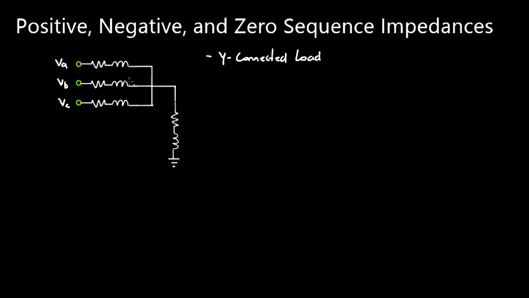So that's, for example, as the one I've drawn over here. And I'm going to say that the phase impedance would be ZS. So that would be this resistance plus this inductance, or rather this reactance. And then this right here would be the neutral impedance, which I'm going to call ZN.